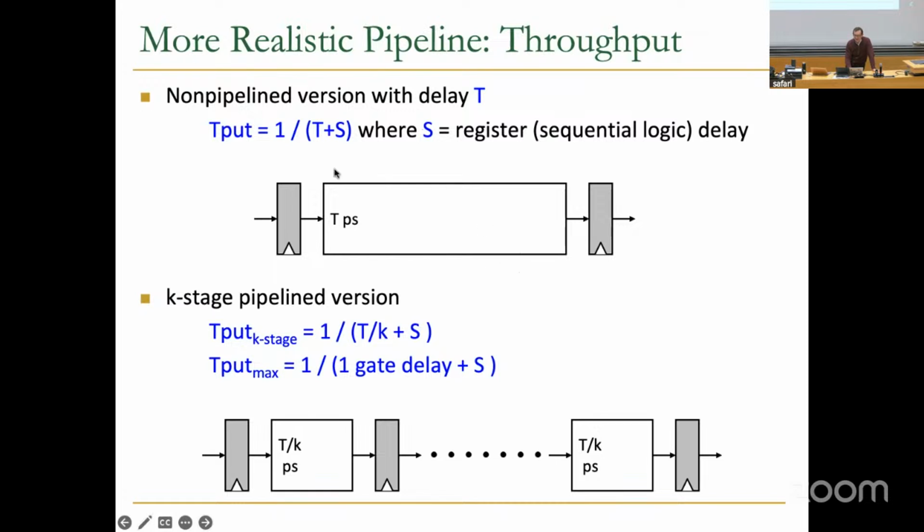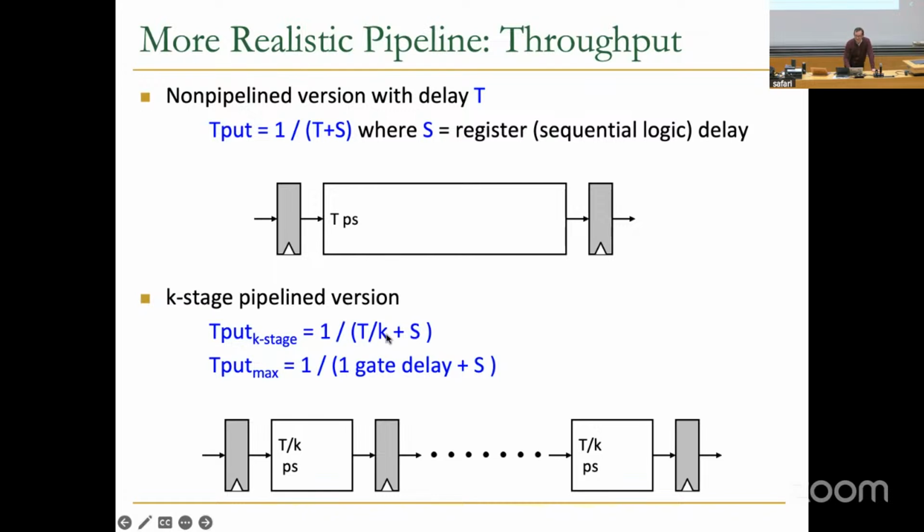So when we actually try to divide t, even if we can divide t equally into k components or k stages, the register delay stays the same. You still need to latch things into a register at the end of a clock cycle. So your throughput is really dictated by this equation over here. T gets divided by k. That's also ideal if you can exactly divide it. But you cannot get rid of this s. This sequencing overhead or sequential logic delay is there.